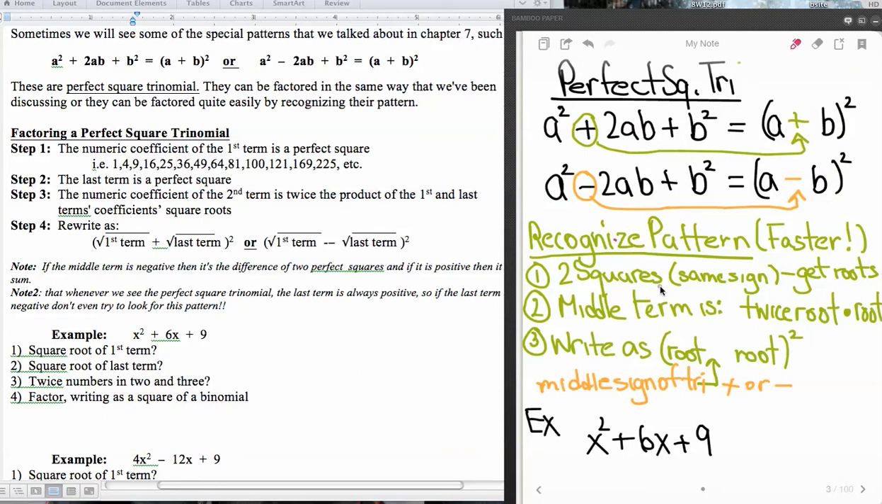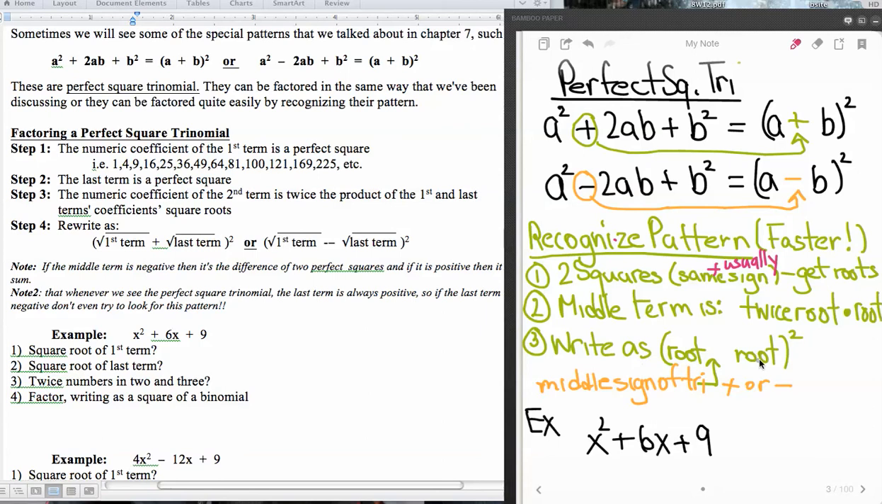We're going to want to recognize that we see two perfect squares. Those two perfect squares, by the way, will have the same sign. Usually that will be plus, but not always. Sometimes it might be both minus, but usually they'll be plus. And then we want to get the roots of those because we'll need them in the second step. We'll need to check that this middle term is twice the root times the root.